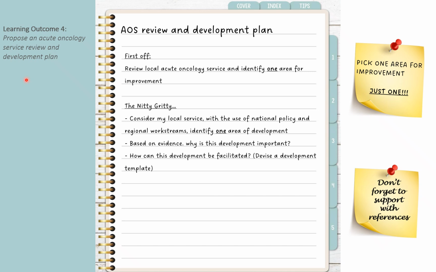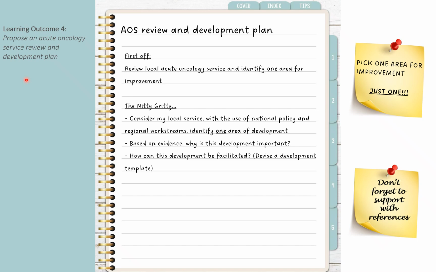And this is where you want to be devising a development template and populating this. There's loads of templates available, and I think you'll have some available on Moodle. And you want to populate this template in terms of how you are going to facilitate this development. So you can't just say, I'm going to bring in this. You need to do that step by step. This is how we're going to bring in this development. And this is why it's so important.